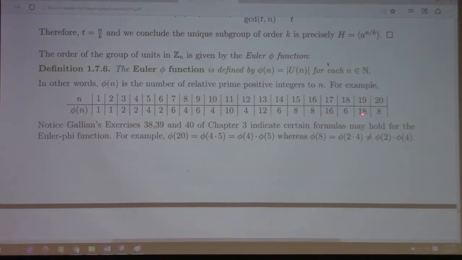Let's see here. 20 had those 8 things. We looked at U20 a little bit ago. There are some patterns you can see here, right? For example, if you look at the Euler phi function of 20, what is it? It's actually the same as Euler phi of 4 times Euler phi of 5, right? Because 2 times 4 is 8. But this multiplicative pattern doesn't quite work all the time. Like phi of 8 is not phi of 2 times phi of 4, right? The phi of 8 is 4. Phi of 2 times phi of 4 is 2. 2 is obviously not equal to 4. So it's not always this, but it's sometimes this, right?